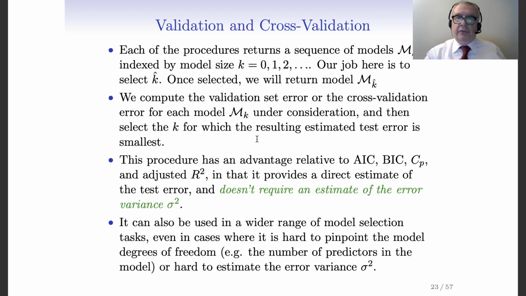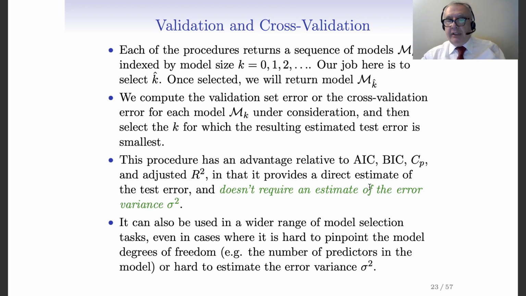The advantage of using validation and cross-validation is that we directly go for obtaining an estimate of the test error, and perhaps more importantly, you do not need an estimate of the error variance. So we have seen that in BIC and Cp, and in AIC there is also the issue of the likelihood, but in the likelihood you have to plug in the variance. So these criteria need an estimate of the error variance.